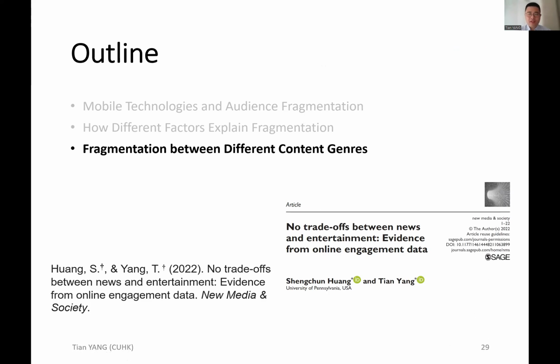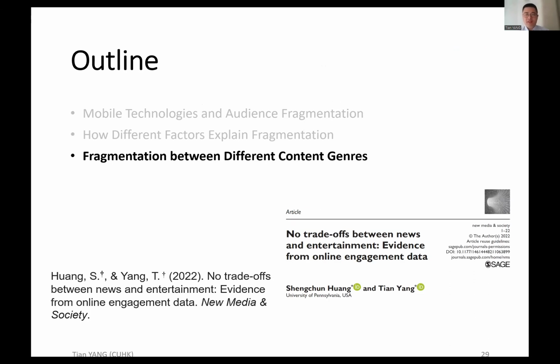Okay, so finally, let me talk about the third study. In the third study, we further adjusted the network model to study another fragmentation issue, the fragmentation based on content category. So fragmentation is not just about political issues, but it also has some implications for social inequality.